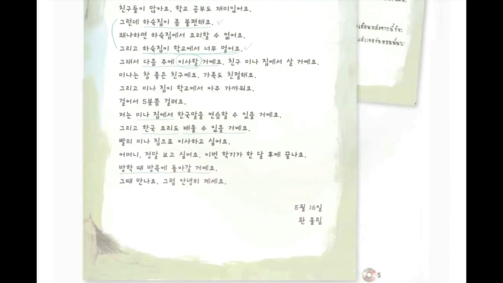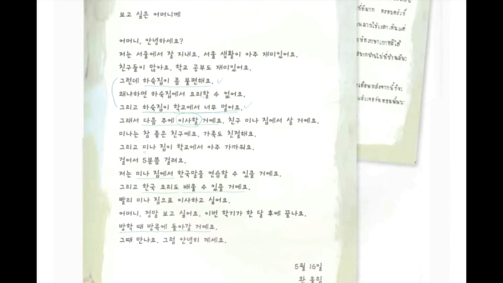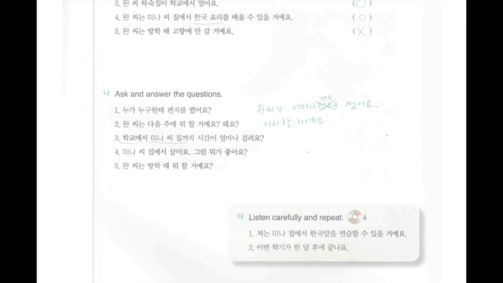Number three. 학교에서 미나 씨 집까지 얼마나 걸려요? 자, where is it? 자, 미나 집이 학교에서 아주 가까워요. Mina's house is very close to school. 5 minutes, isn't it? It takes 5 minutes by foot. 그래서 어떻게 말해요? 5분쯤 걸려요. As I said, you can use 5분 정도 걸려요. It's the same. 똑같아요. It's the same.